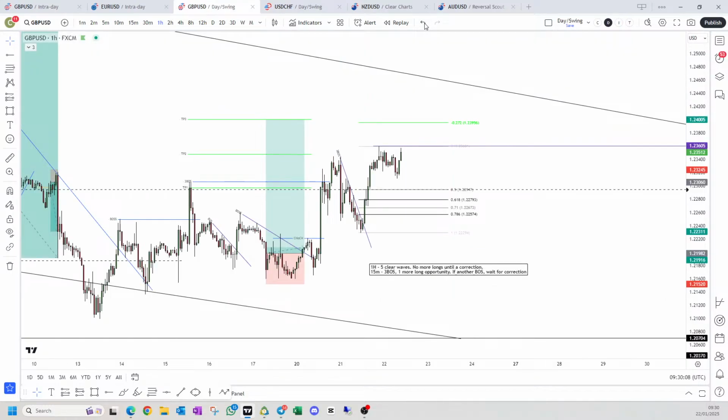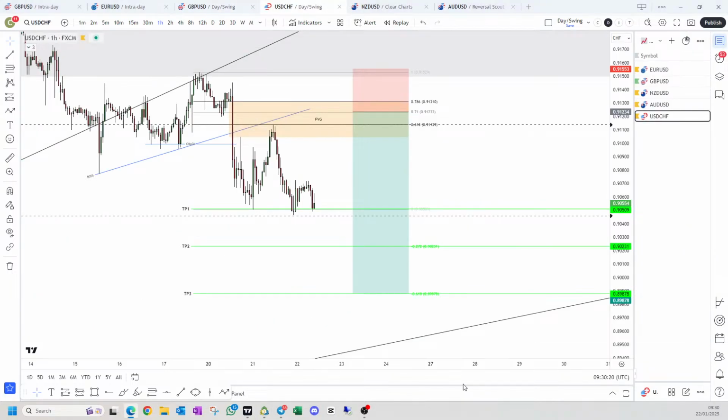What else is on the cards? We've got, where's my mouse? Oh, sorry, I just took down the live for a second. We want to look at EU, see what EU's doing.